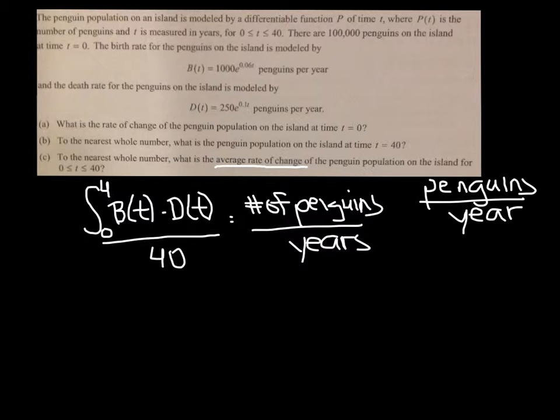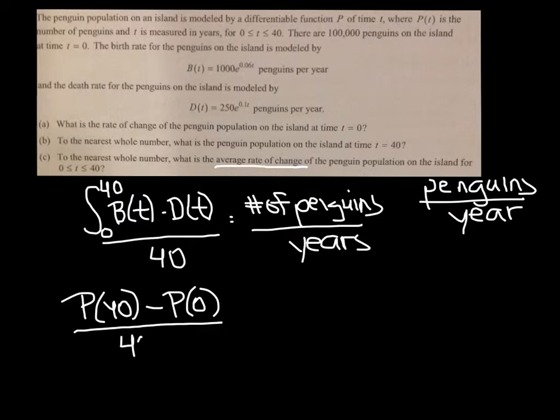Or the other way I can think of it, it's average rate of change. So that means we could take the total number of penguins at 40 minus the total number of penguins at year 0, all divided by 40 minus 0, because again, we're getting penguins per year.